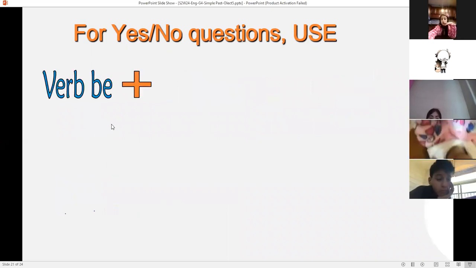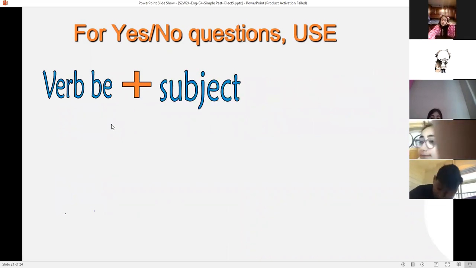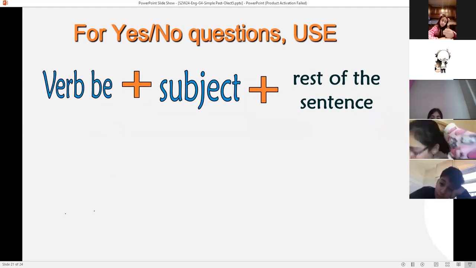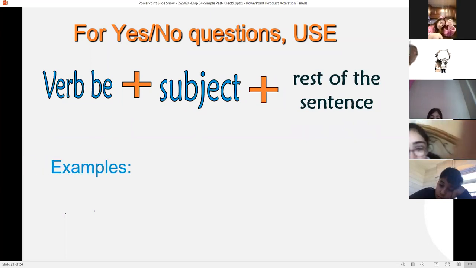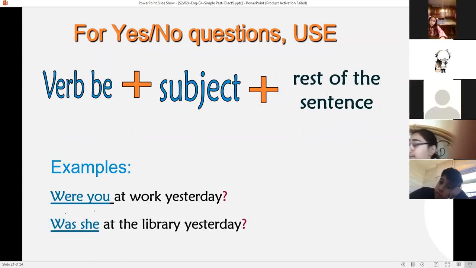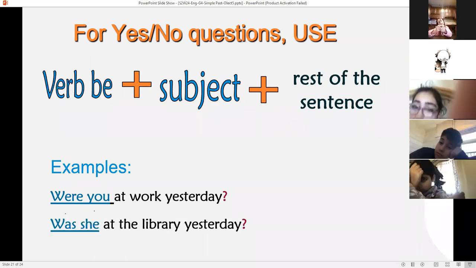Also, for the yes or no, I use the verb to be, was and were, plus the subject, plus the rest of the sentence. It depends if it's a verb or if there is a predicate there. For example, were you at work yesterday? The answer is yes or no. Was she at the library yesterday?